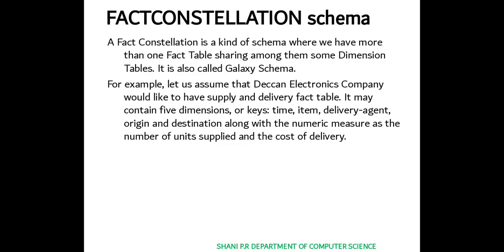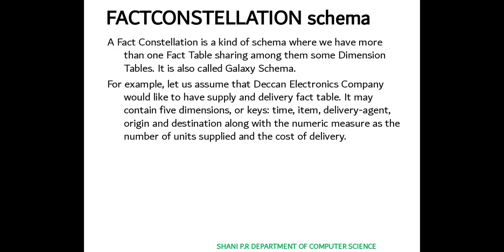A fact constellation is a kind of schema where we have more than one fact table, sharing some dimension tables among them. It is also called a galaxy schema. Here we can consider that multiple star schemas are together. Multiple star schemas are connected into one particular schema. It is known as a fact constellation, and also as a galaxy schema.